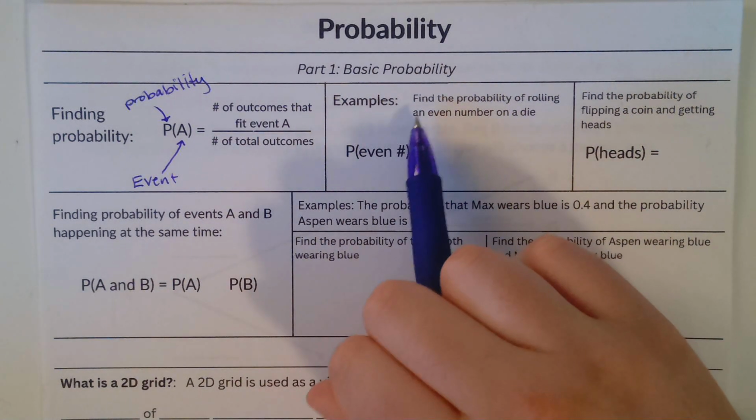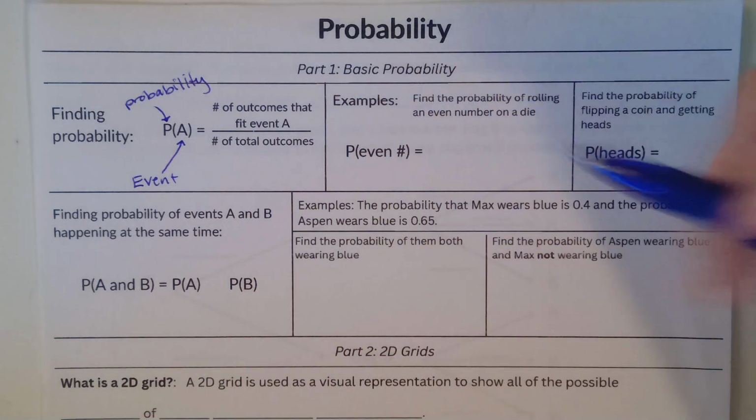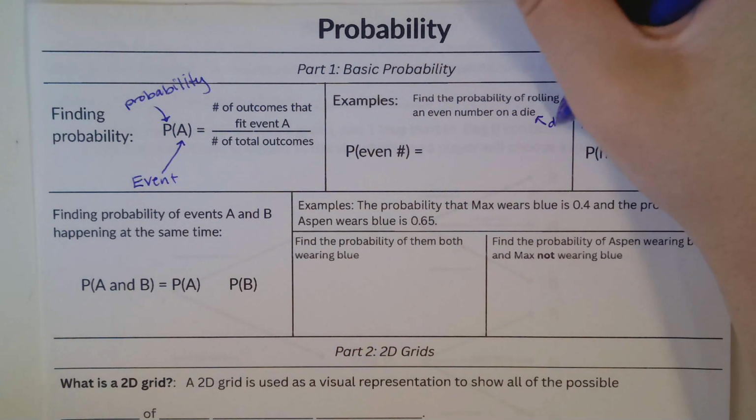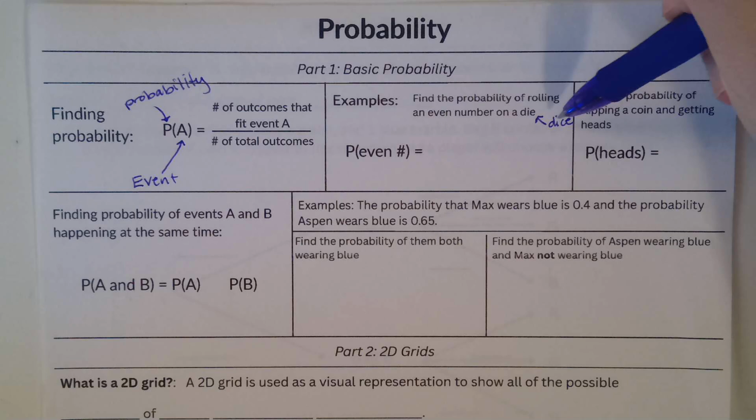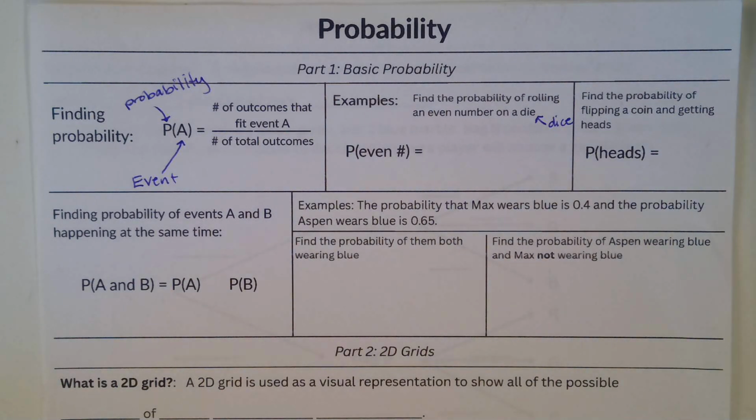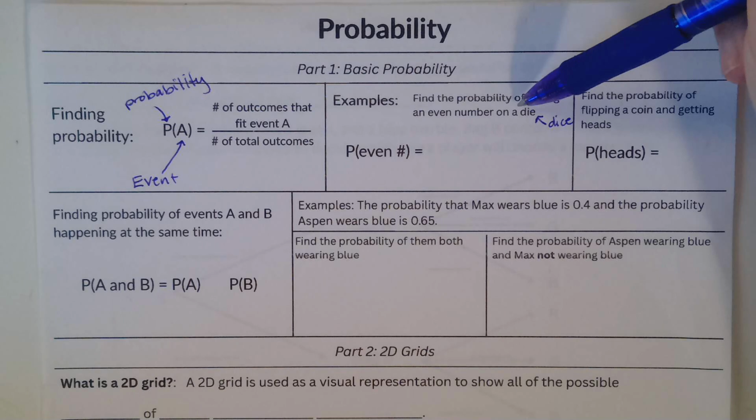So this first question says, find the probability of rolling an even number on a die. If you don't know, a die is just a dice. It's just the singular version of it. I'm not telling you to die. That's not a typo. It's dice, just the singular. Anyway, so find the probability of rolling an even number on a die.